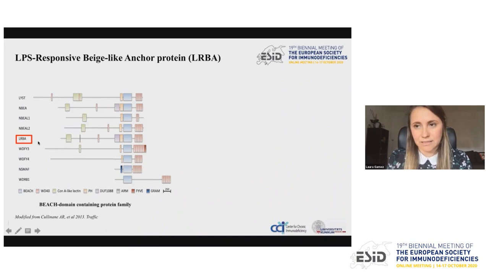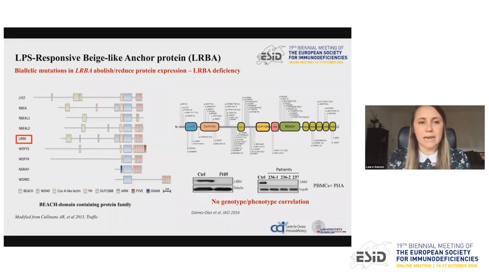Back in 2012, our group reported that biallelic mutations in LRBA cause a primary immunodeficiency known as LRBA deficiency. Regardless of the type of mutation or the location of the mutation in the LRBA gene, most cases lead to the abolishment or reduction of the protein expression that can be validated by Western blot or FACS analysis. Due to this, there is a lack of genotype-phenotype correlation in LRBA deficiency.